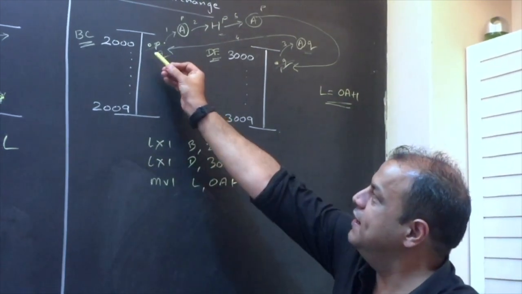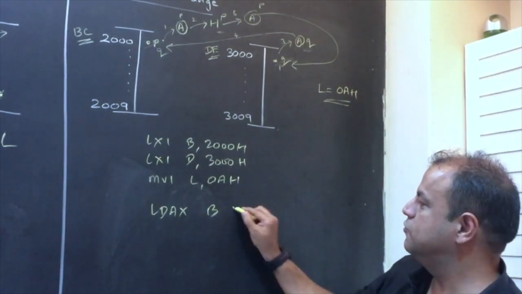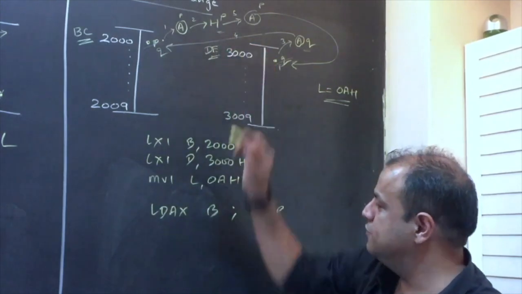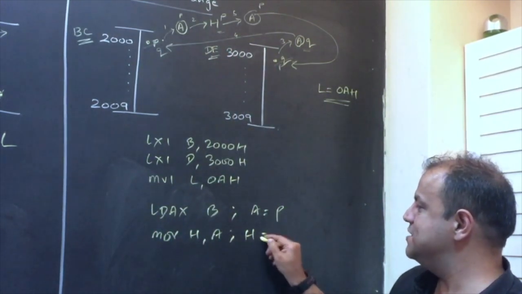Now, take the data pointed by BC pair into A. LDAXB. So, A is right now P. Please tell me, did you understand this? From A, transfer it into H. MOV H,A. So, H is right now P.